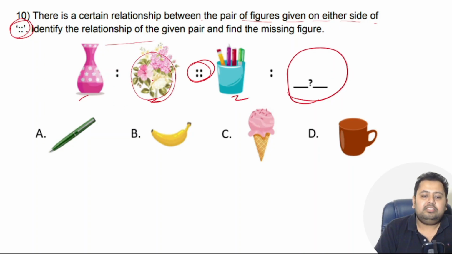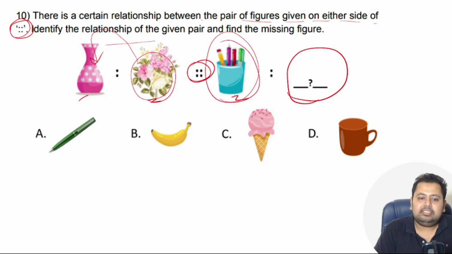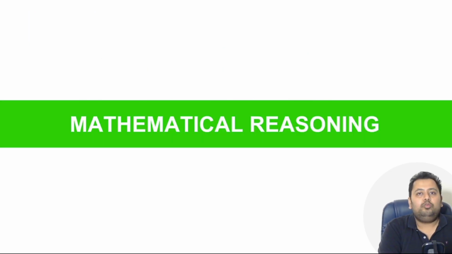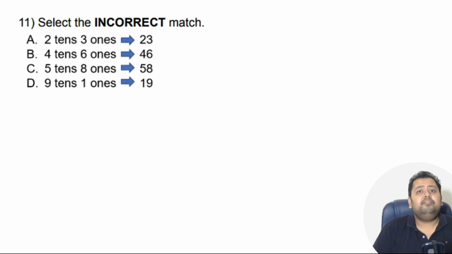So a bunch of flowers actually goes inside or into the vase. So what goes inside a pen stand? Obviously a pen. So option A is your correct answer. Hope you got it correct. With this, we end the logical reasoning section, and we now go to the mathematical reasoning section. Question number 11, we start.